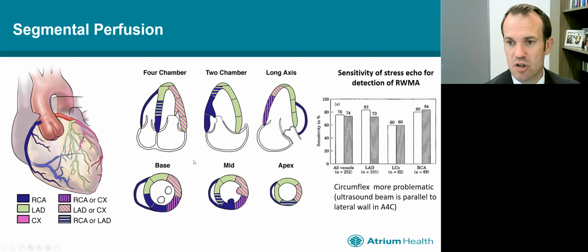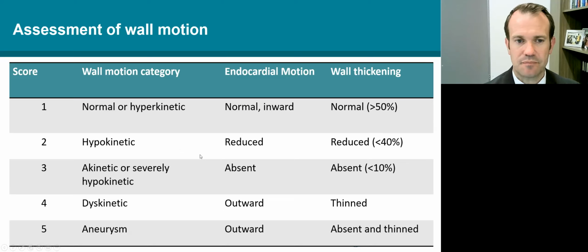I think it's important to know that the sensitivity of stress echo actually suffers a little bit, like ECG, in left circumflex distribution territories, because that ultrasound beam generally does not identify the lateral wall as well as the other walls. So just be conscious of that.